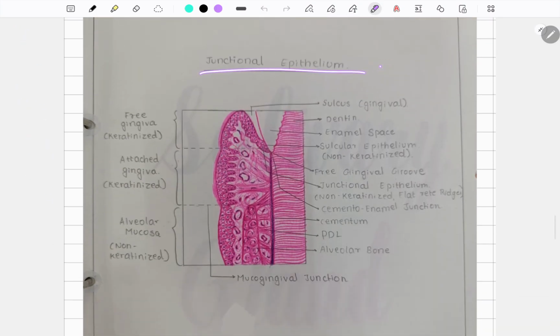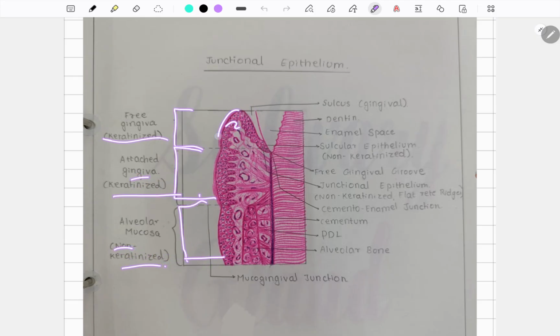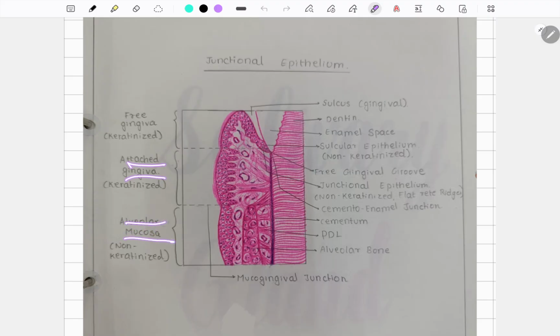Then the slide of the junctional epithelium. In the junctional epithelium there is free gingiva which is keratinized. Then there is attached gingiva which is also keratinized. Then there is alveolar mucosa which is non-keratinized, so you need to draw keratin till here only. This is the mucogingival junction which separates attached gingiva from alveolar mucosa.